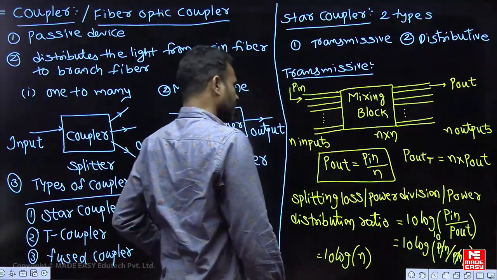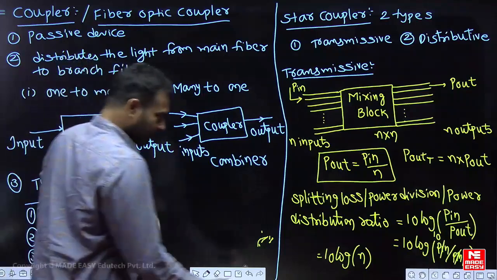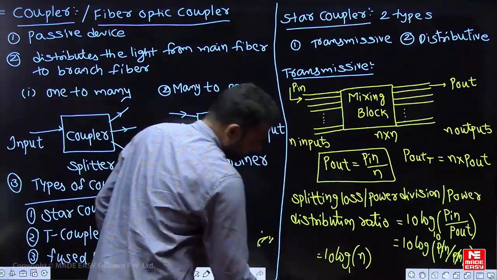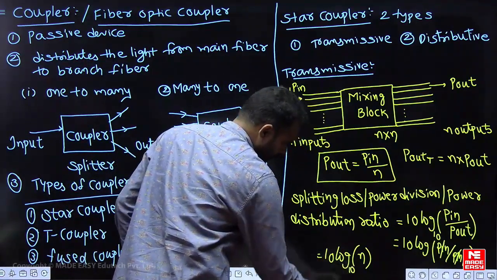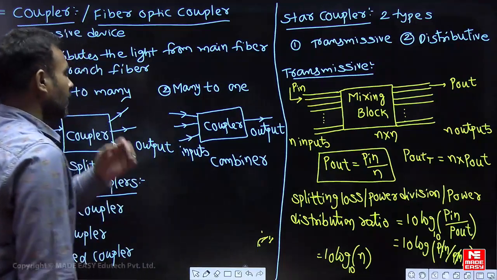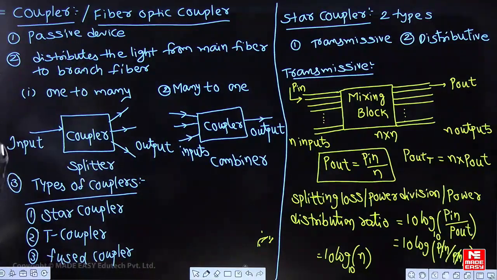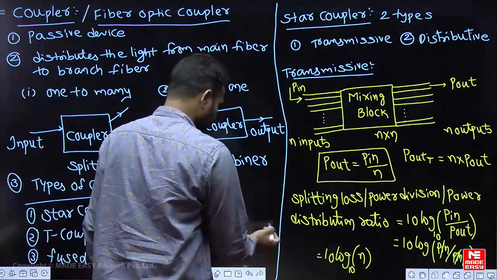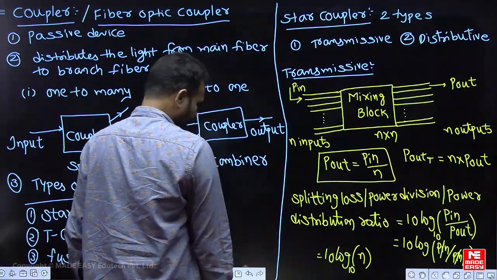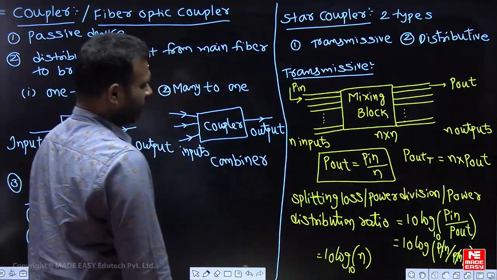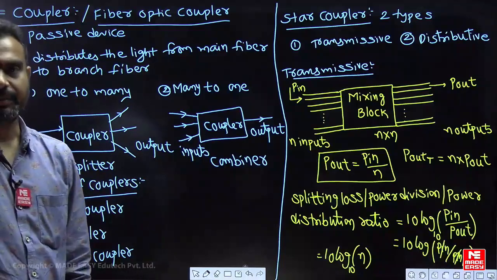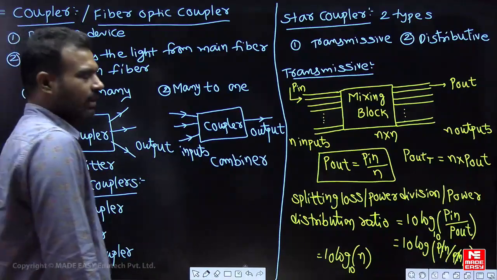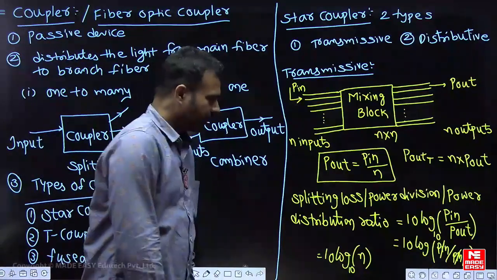And that is called splitting loss. This was splitting loss: 10 into log N of base 10. So this is what is called the splitting loss we are having. So please copy this part. I will explain the remaining also. Excess loss is there. I will explain that part also to you, how that excess loss will come. So please copy it.